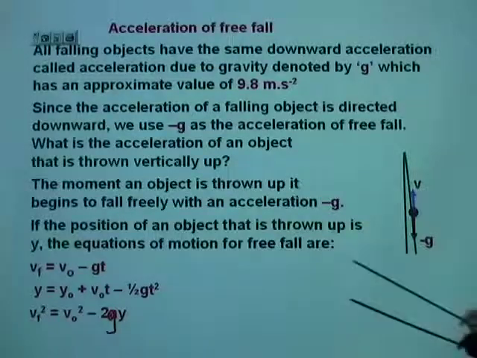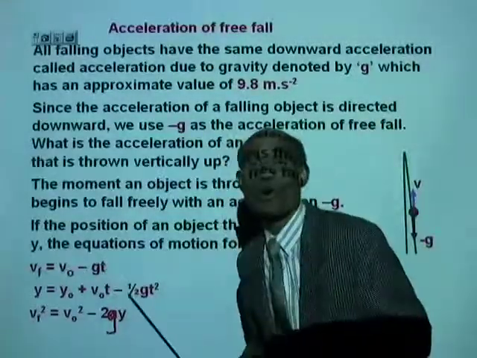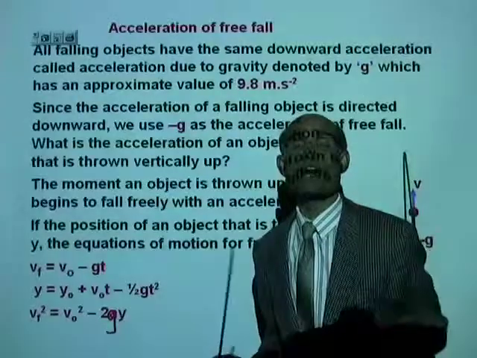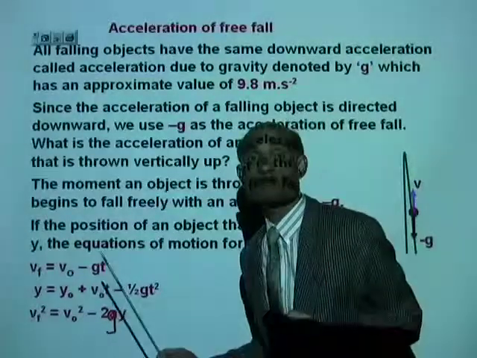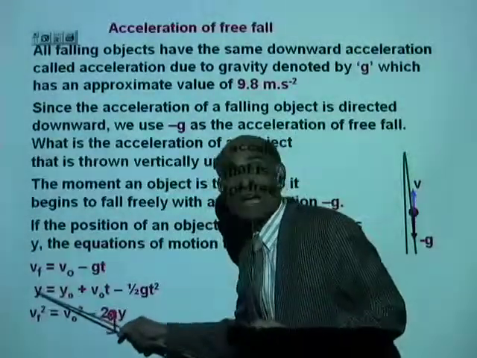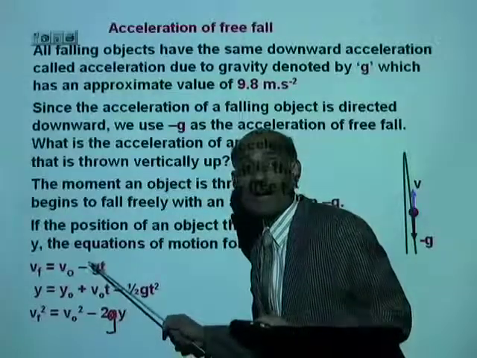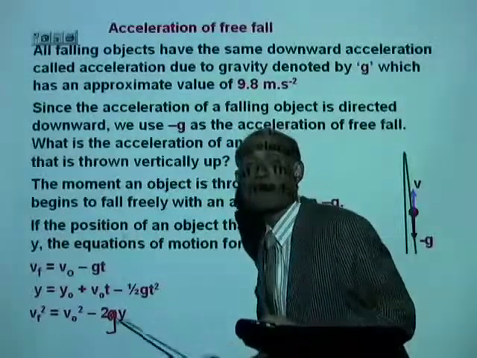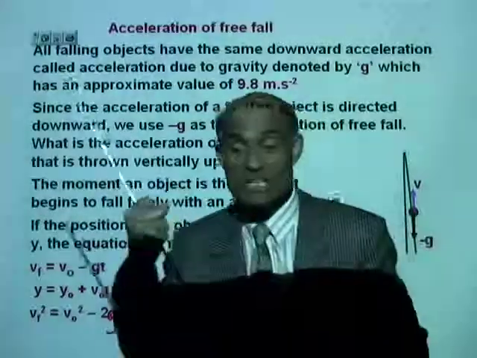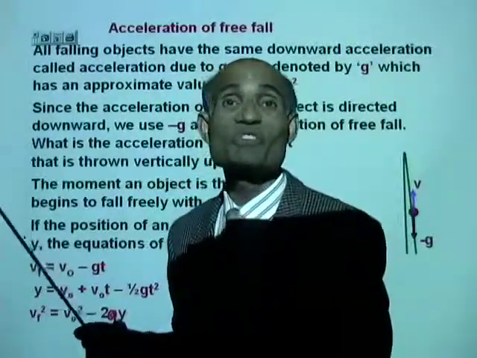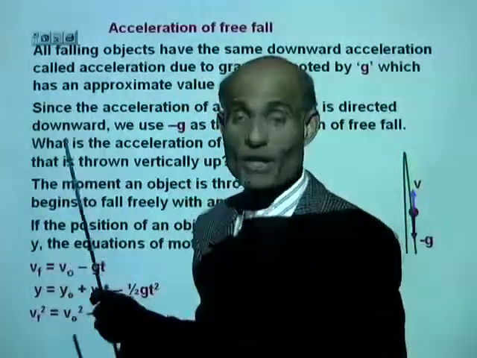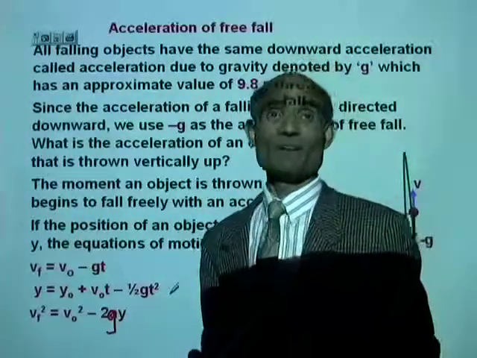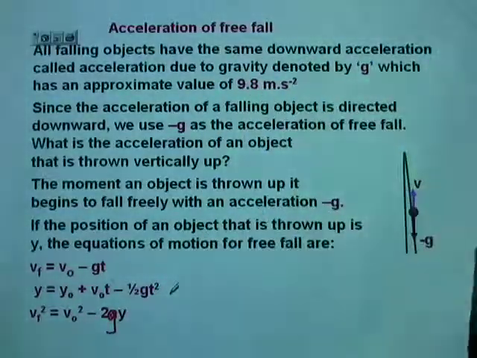So these are the three equations for a freely falling object. What are the changes we made there? x has been replaced by y, and a has been replaced by negative g. Negative g is the acceleration of all falling objects. Okay, let's move on now.